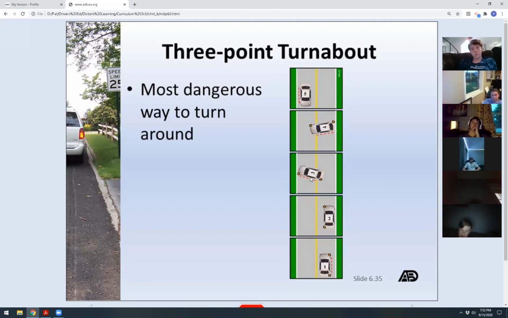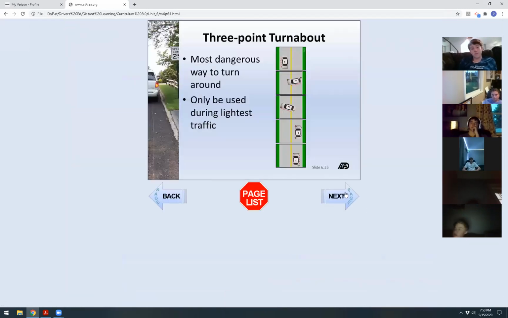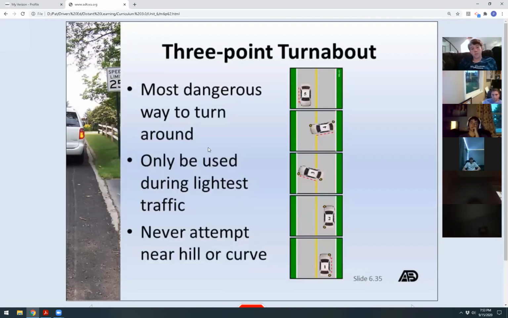You can imagine if there was a driveway here, you'd pull all the way in, or if there was a driveway here, you could back into it. It just doesn't exist there. I'll leave it up for a second. Yeah, never try to do this on a hill or a curve, by the way, because you're not going to be able to see if someone's coming.